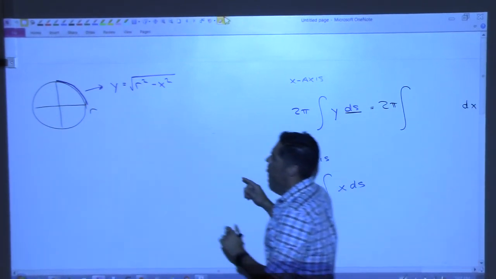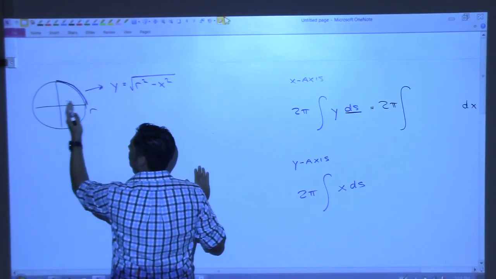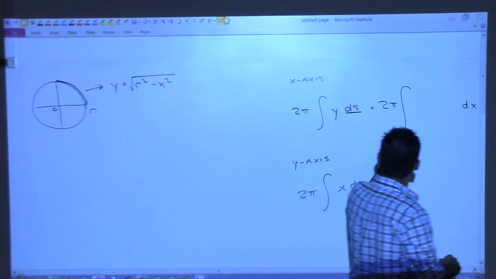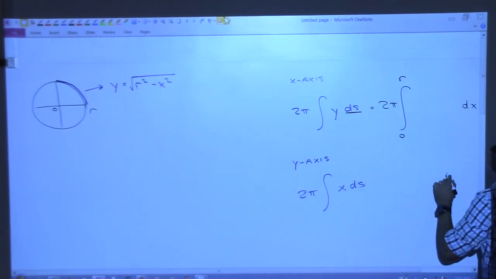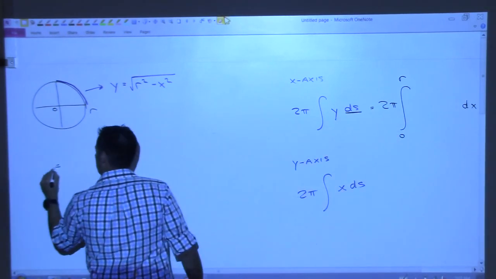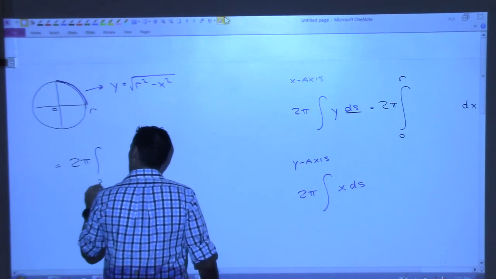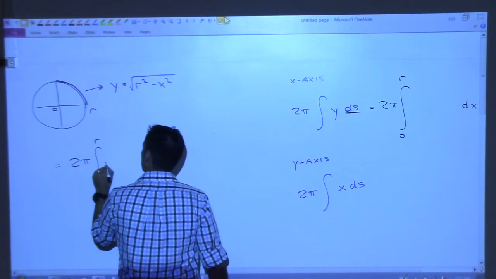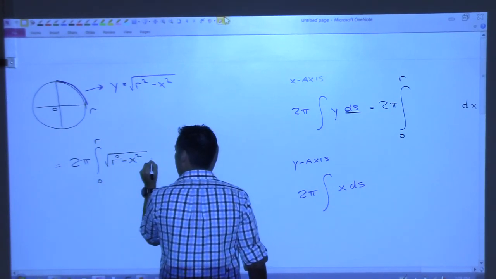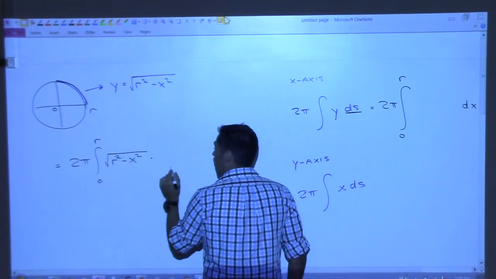So if I go with respect to x, what are my limits of integration? 0 to r. We've done this several times, right? 0 to r. And then I'm going to have to do y. I need more room. Okay, this is going to be 2 pi integral 0 to r. I'm going to do y, which is the square root of r squared minus x squared. I'm pretty scared of this right now because that's not very pretty, especially because I have more to put in here, right?